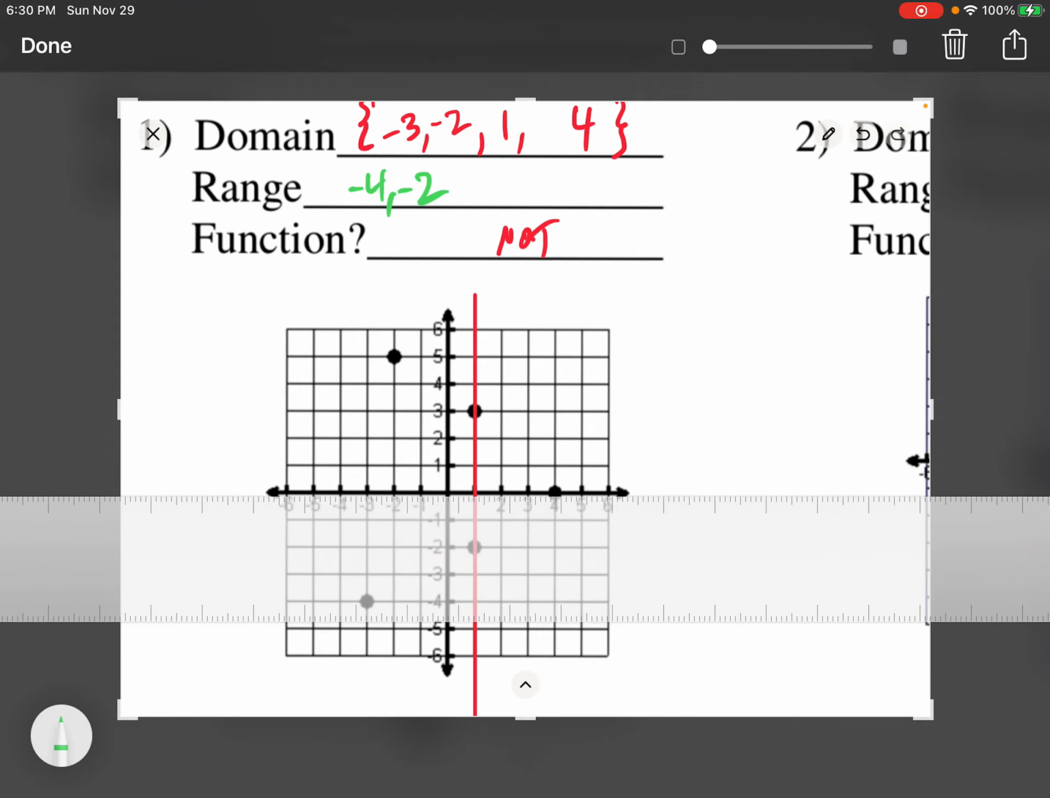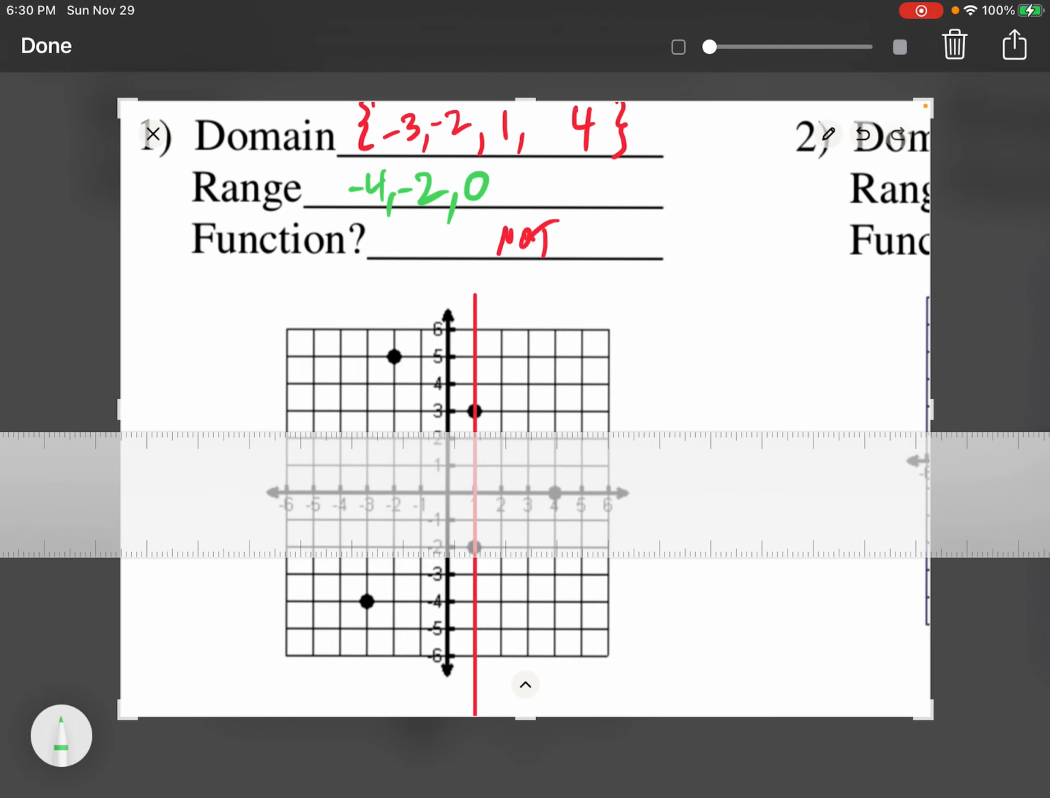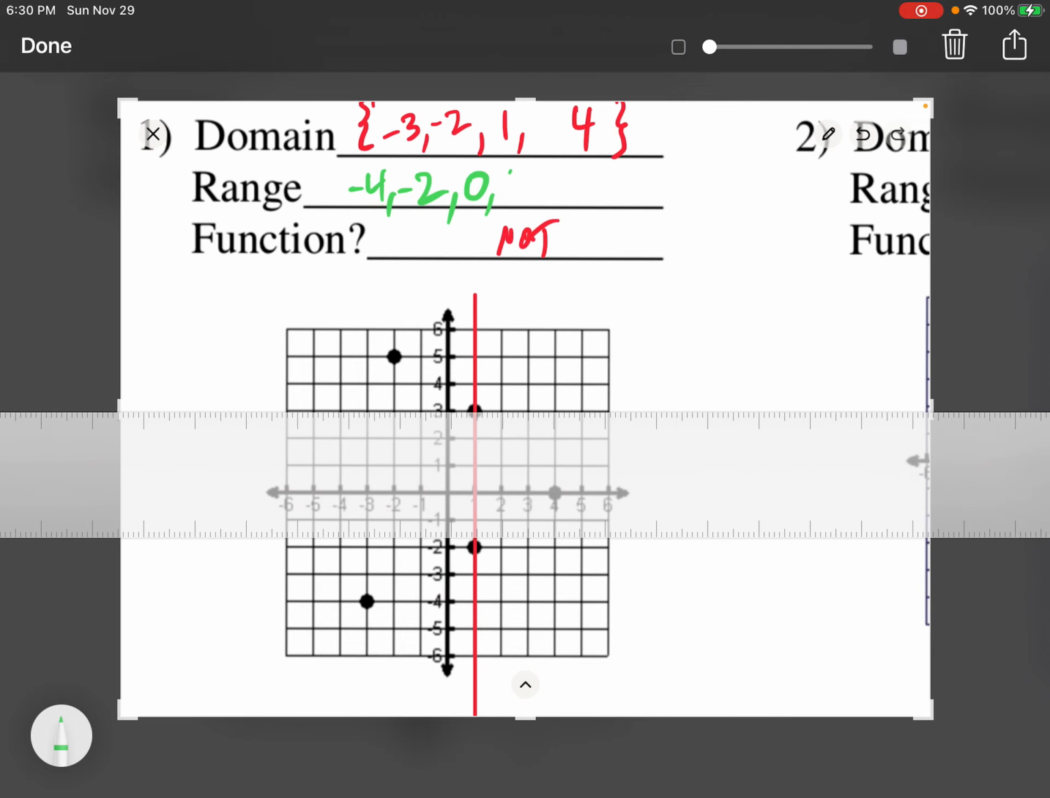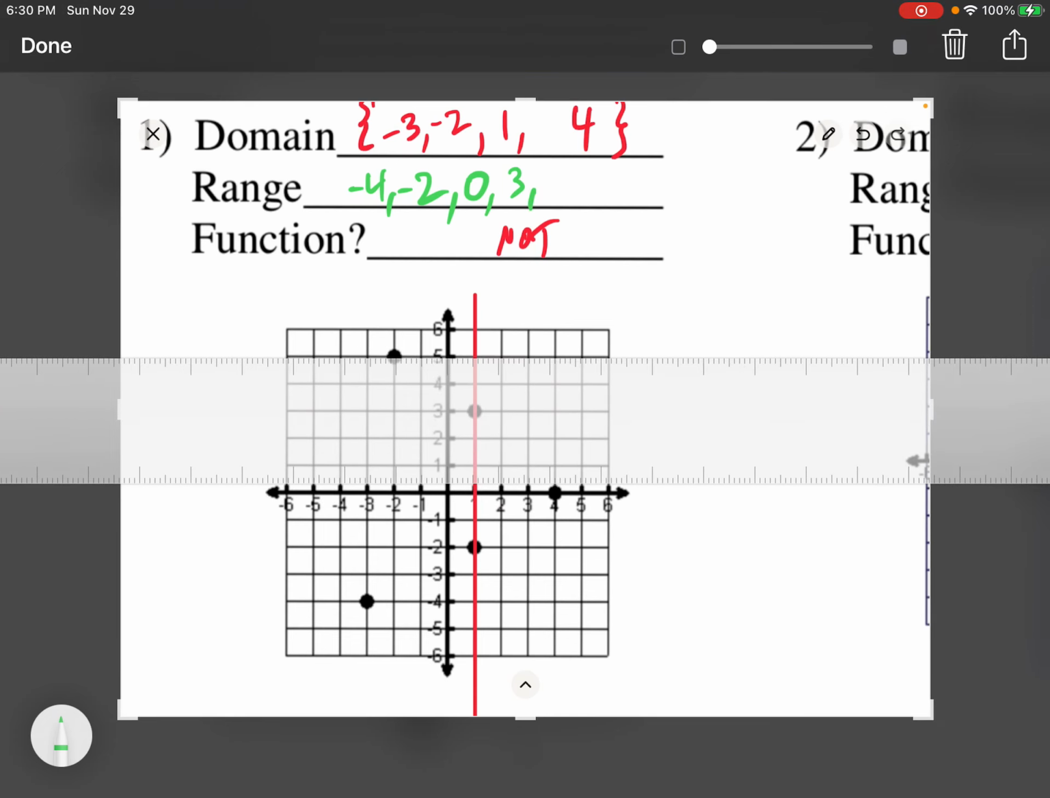That's going to be 0. My next point is going to be 3. And my final point is going to be 5. Put them in brackets, those little squiggly brackets, and that's it. So that's what you would do when it's discontinuous, when it's not one continuous line.